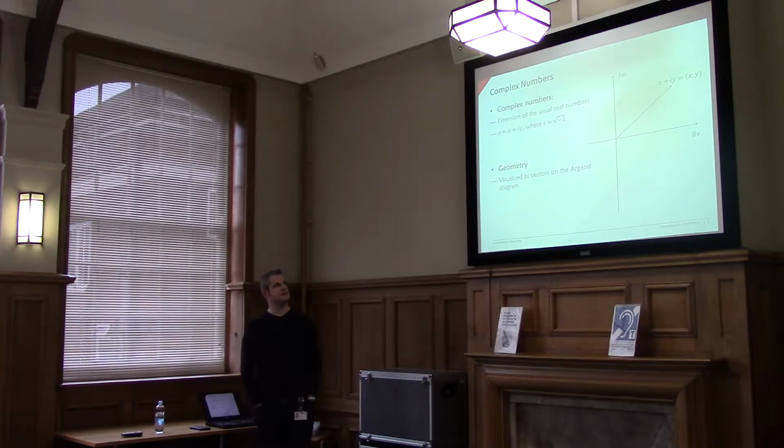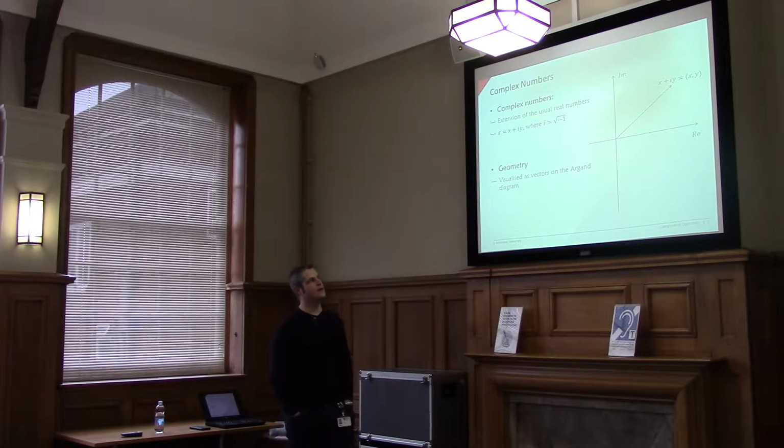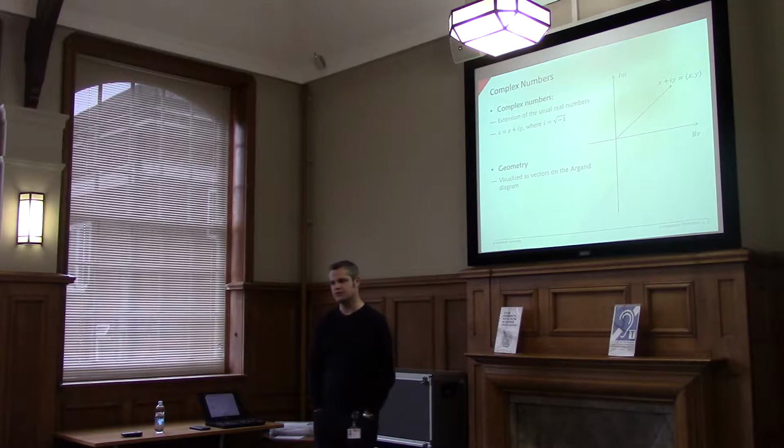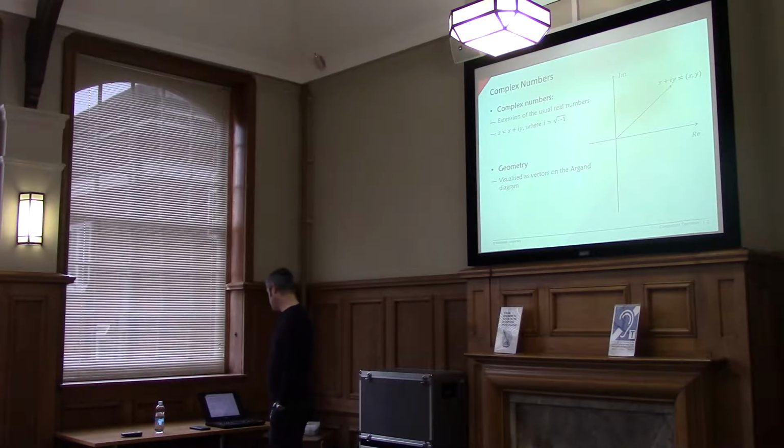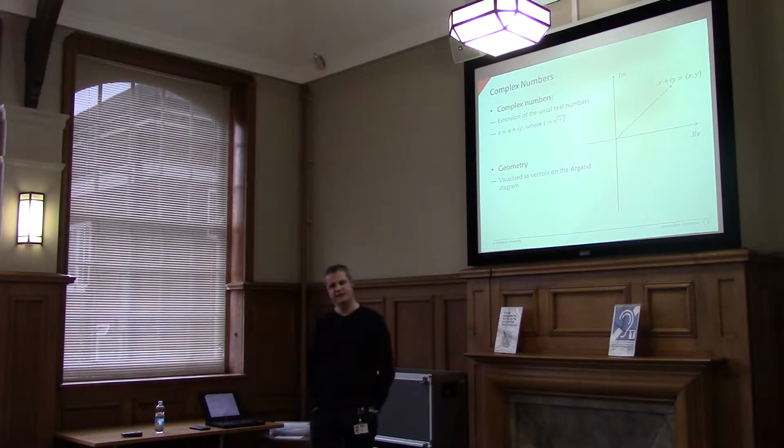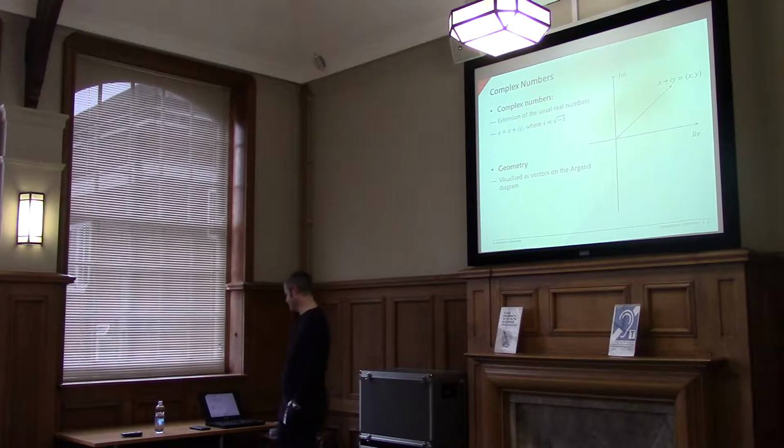But they look like this. The general form is x plus iy. x and y are real numbers. And i is the square root of -1, annoyingly called the imaginary number, although it's not imaginary. You can see it, it's right there.